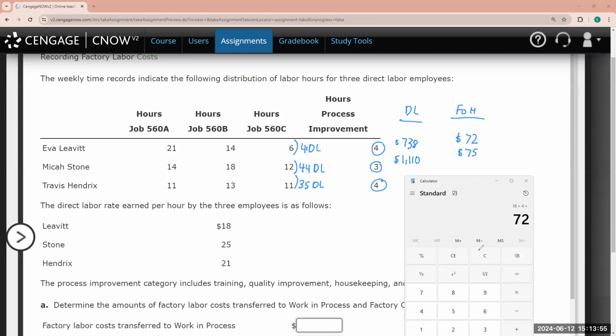All right, and then now for Travis Hendricks, he had 35 direct labor hours at a rate of $21 an hour for a cost of $735. And he worked 4 hours at a rate of $21 an hour. So that'll give us 84 factory overhead hours.